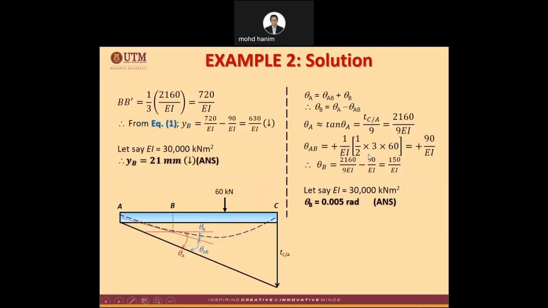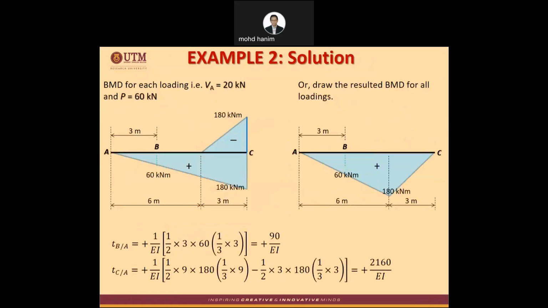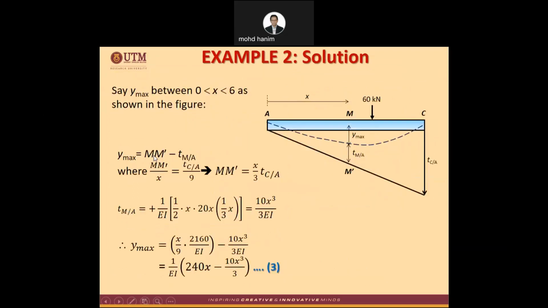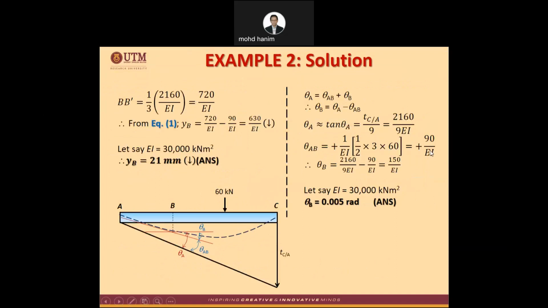Equal to half 3 by 60. Okay, what is 3 by 60 here? 3 by 60, the moment, equal to 90 over EI. Therefore, theta B equal to 2160 minus 90 over EI.